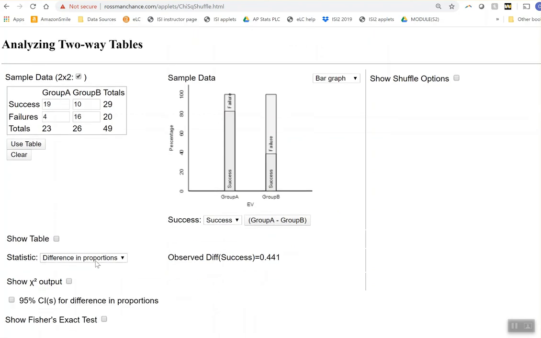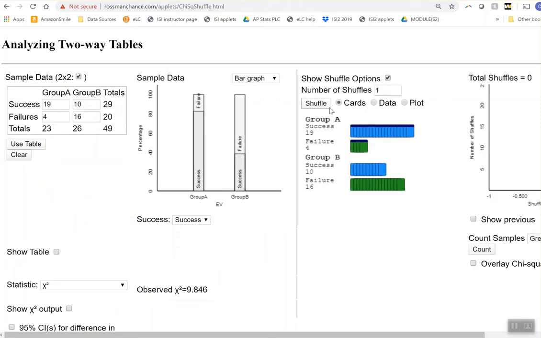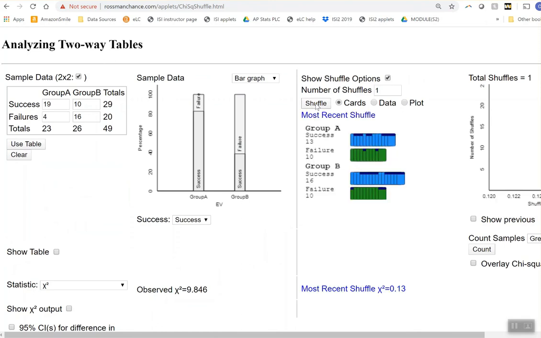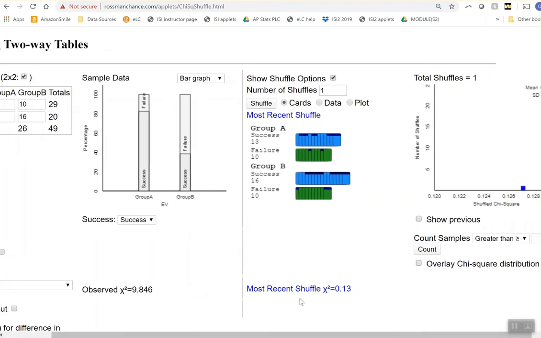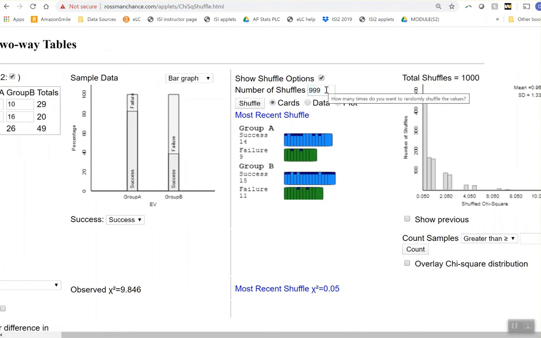And we've got our statistics. Notice there's an option, the ones that we've talked about, difference of proportions, relative risk, odds ratio, a few more we haven't talked about. But we're going to use chi-square here. And we do the shuffle options. I'll show it because it's kind of satisfying. It shuffles the cards together. And for that particular shuffle, it records the chi-squared statistic. Okay, so we can do a whole bunch of these. That went pretty fast. Maybe I'll go ahead and do 9,000 more.